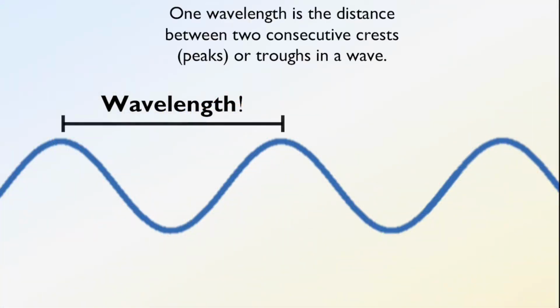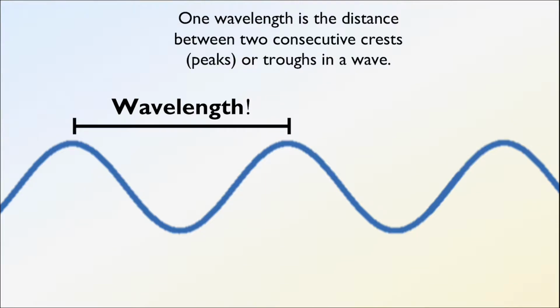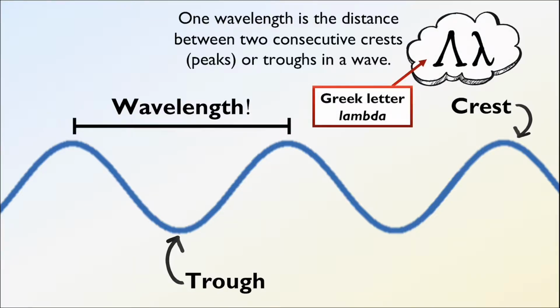One wavelength is the distance between two consecutive crests or peaks or troughs in a wave, and we usually represent this as a variable using the Greek letter lambda. We allow ourselves to call the wavelength of light a variable because it varies. Certain types of light have certain wavelengths, which we'll see more of a little later.